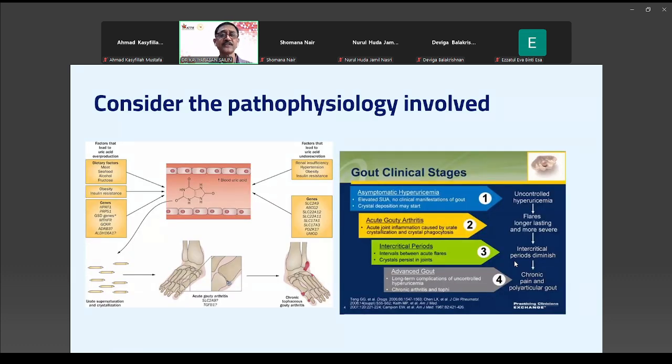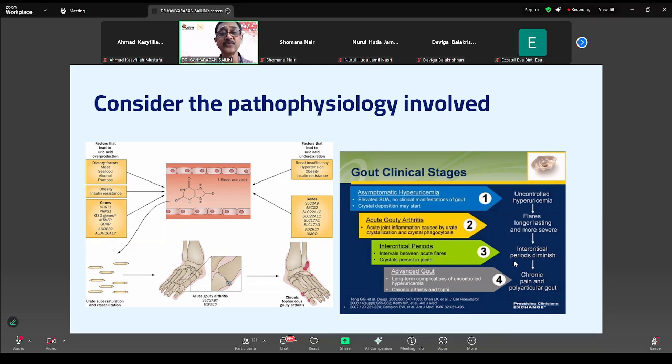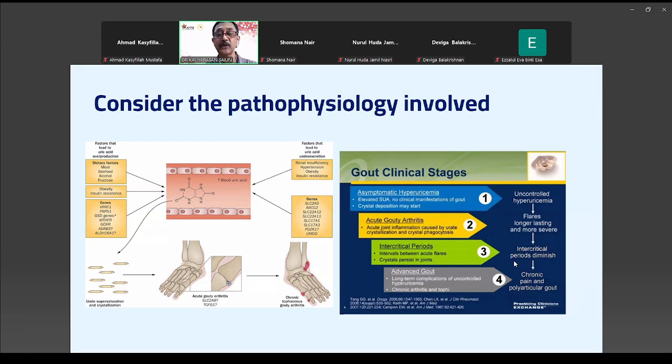Now, what is the pathophysiology involved in gouty arthritis? I'm not going to go into detail. There's increased production of uric acid or decreased excretion of uric acid. Basically, the uric acid level is high and it sits in the joint and causes acute gouty arthritis. You can even have asymptomatic hyperuricemia: you do a blood test, the uric acid level is high, but they're asymptomatic. Then there's acute gouty arthritis, and then you treat the patient, and in between the patient is pain-free. Then there's advanced gout, where the patient presents with gouty arthritis as well as tophi.